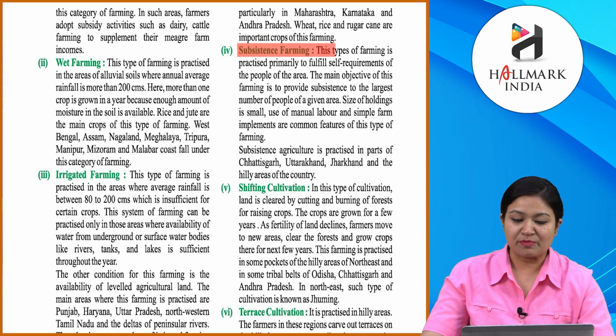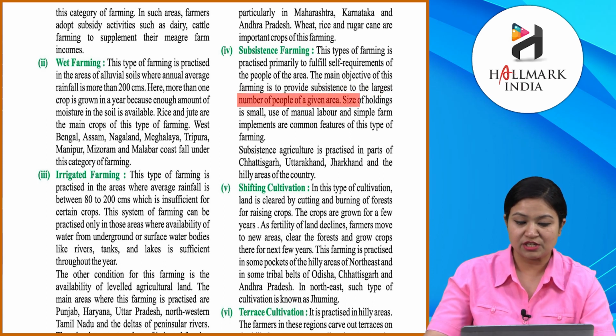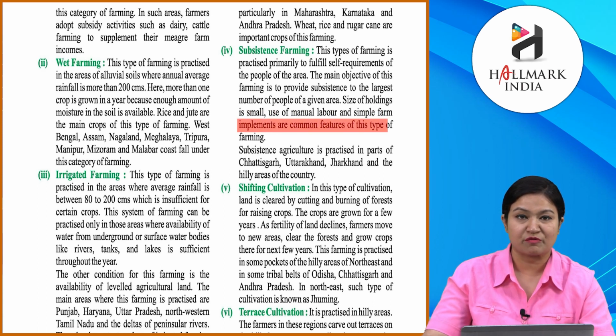Subsistence farming. This type of farming is practiced primarily to fulfill self-requirement of the people of the area. The main object of this farming is to provide subsistence to the largest number of people of a given area. Size of holdings is small. Use of manual labor and simple farm implements are common features of this type of farming. Subsistence agriculture is practiced in the part of Chhattisgarh, Uttarakhand, Jharkhand and the hilly areas of the country.